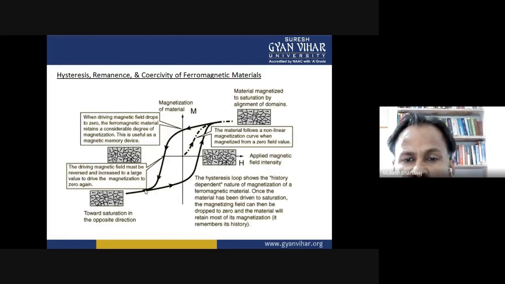Now the hysteresis loop shows the history dependent nature of magnetization of ferromagnetic material. Once the material has been driven to saturation, the magnetizing field can then be dropped to zero and the material will retain most of its magnetization. It remembers its history.